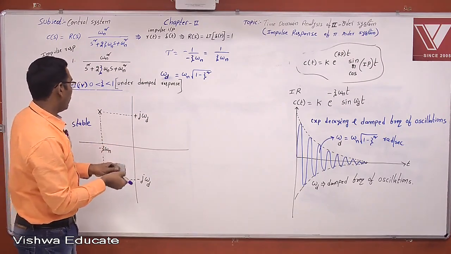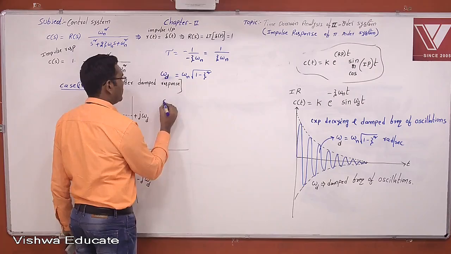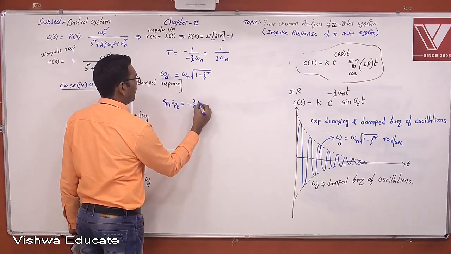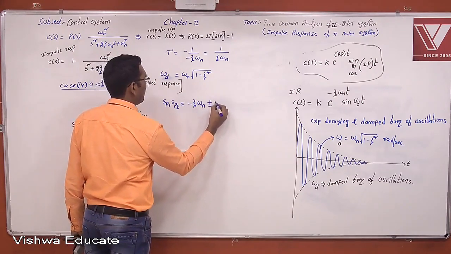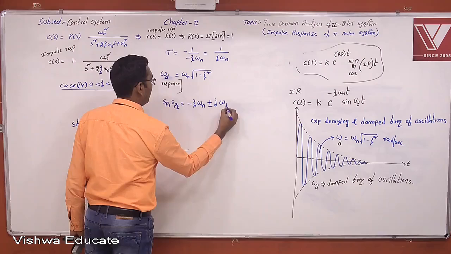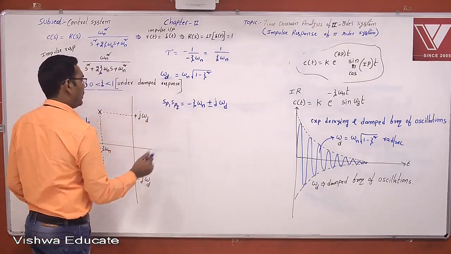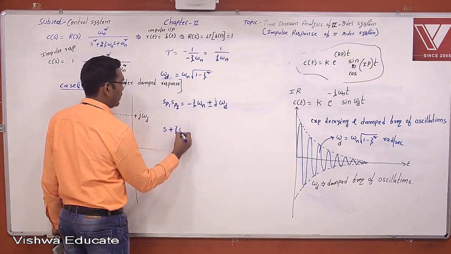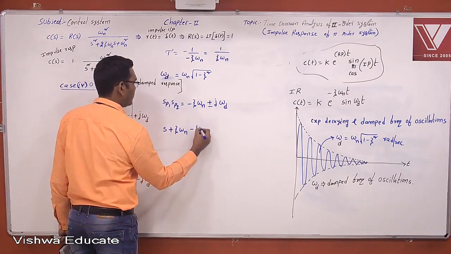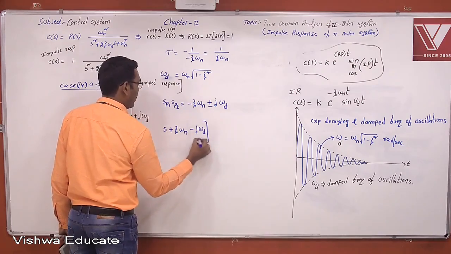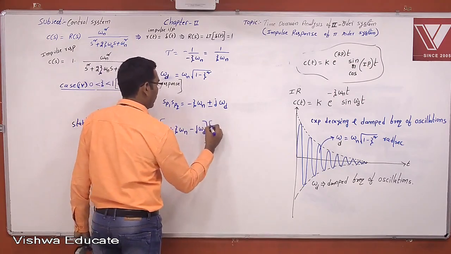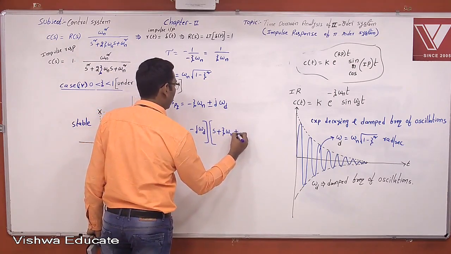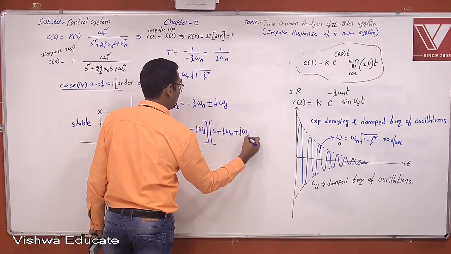Therefore, now the poles location, which is nothing but these are the poles location P1, P2, which is nothing but minus zeta omega n plus or minus j into omega d. Therefore, now we can write the characteristic equation as one pole is S plus zeta omega n minus j omega d, and another pole is S plus zeta omega n plus j omega d.